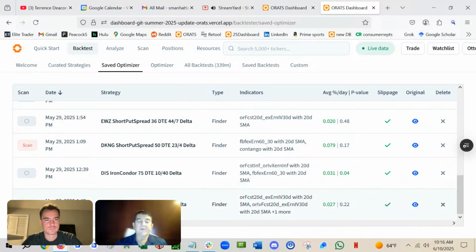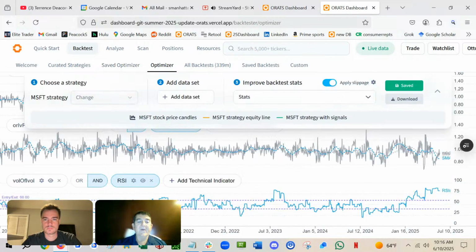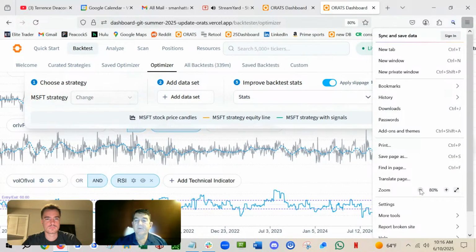on certain back tests. The way the optimizer is set up is you put in a back test, so here's a back test, and you have Microsoft. It's probably hard to see on my laptop here, but let me see if I can zoom out a bit.